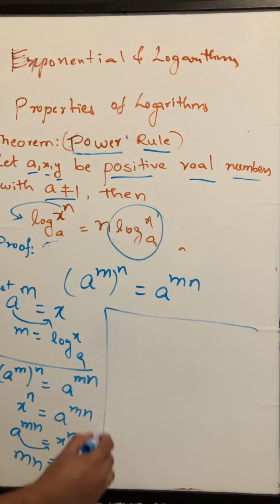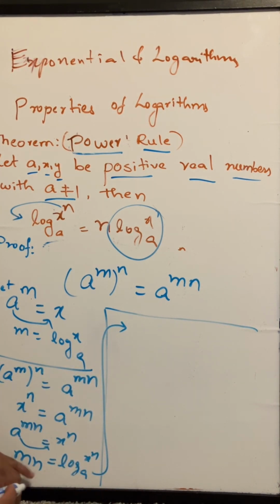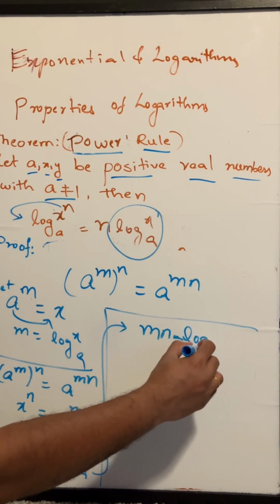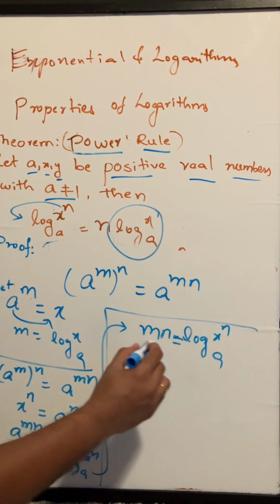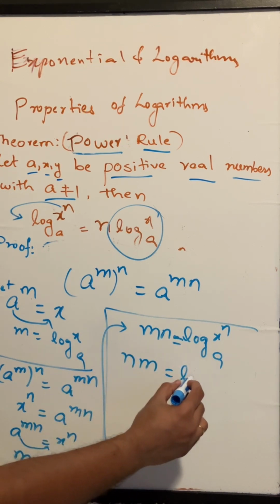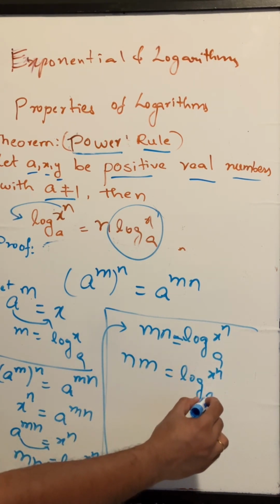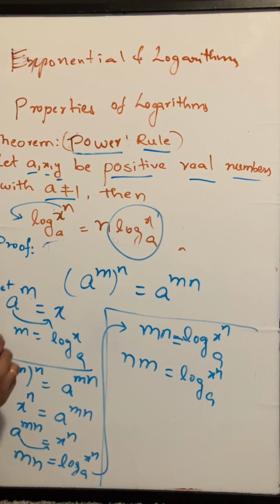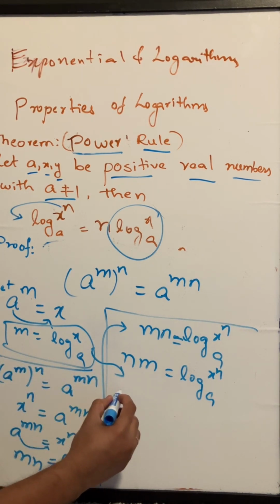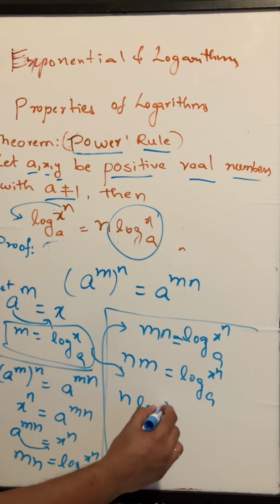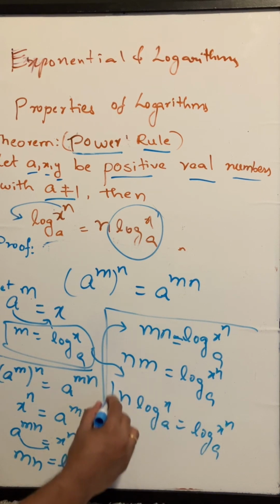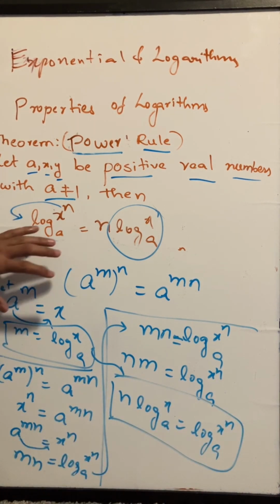The continuation of this goes here. mn equals, I'll write the statement again, mn equals log x to the power of n base a. I'll write n first and m second: n times m equals log x to the power of n base a. What is m? I'll write that here: n log x base a equals log x to the power of n base a. Hence proved. So we got this statement.